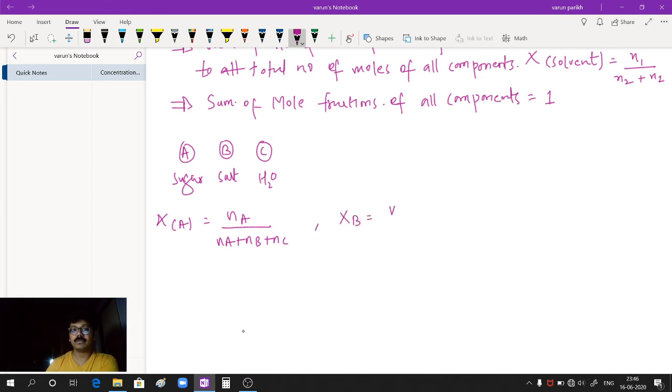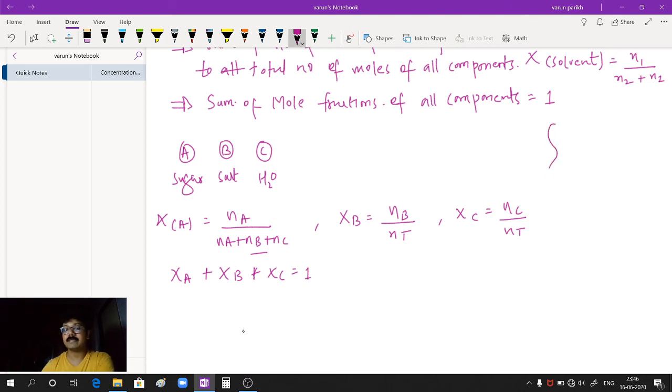The same way, what is the mole fraction of B? It is number of moles of B divided by N total. And what is the mole fraction of C? That is NC upon N total. And what is the sum of the mole fractions of each of them? It is also 1.